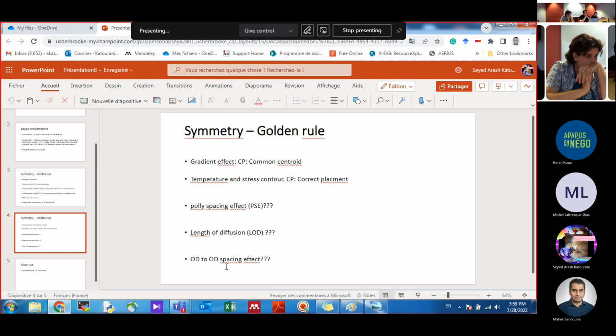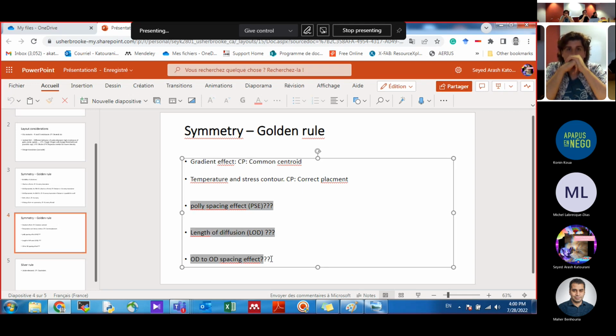Are you there, Conan? Yes, can you repeat that, please? So we are not going to talk about the temperature and the stress contour, and all of those things. We are going to skip that to go to these three that you kind of know about. And you can share your screen to show us what is poly spacing effect, length of diffusion.